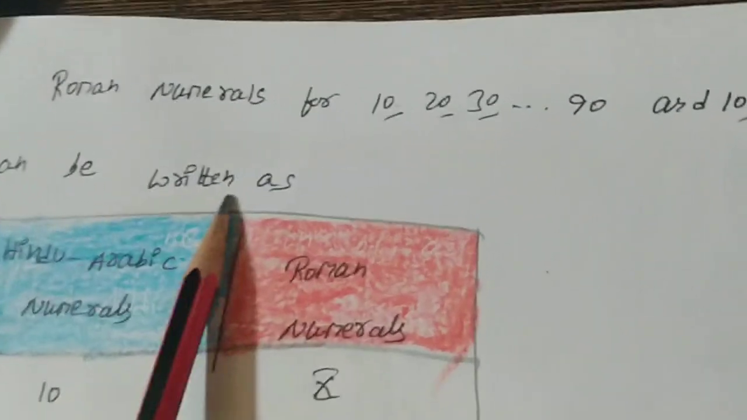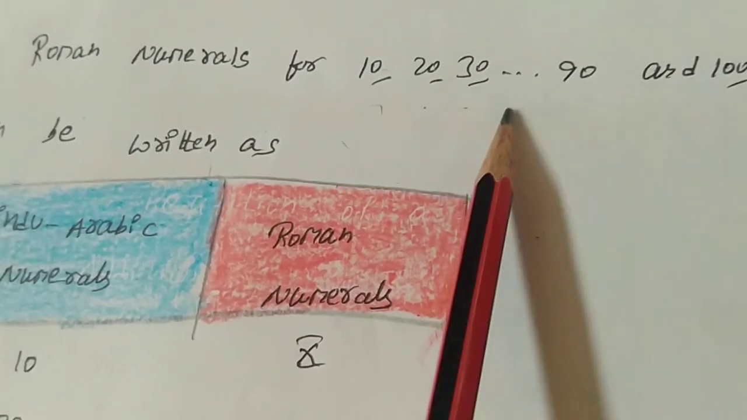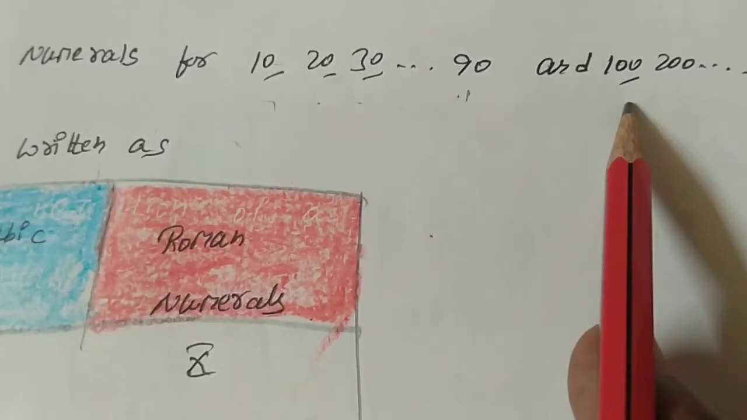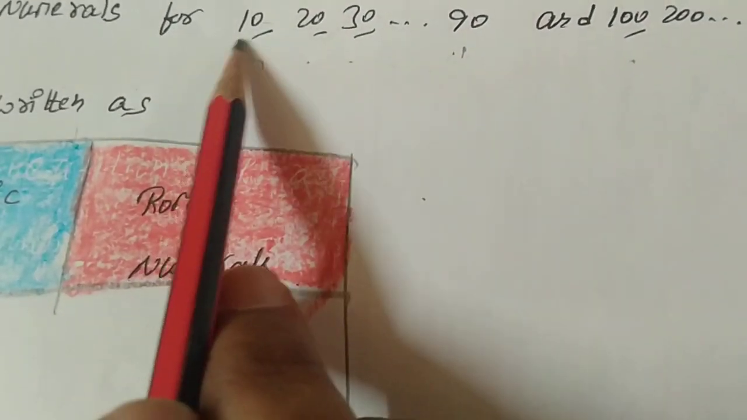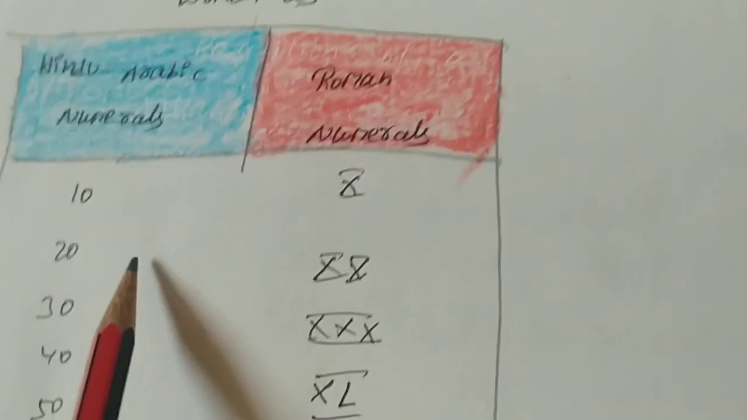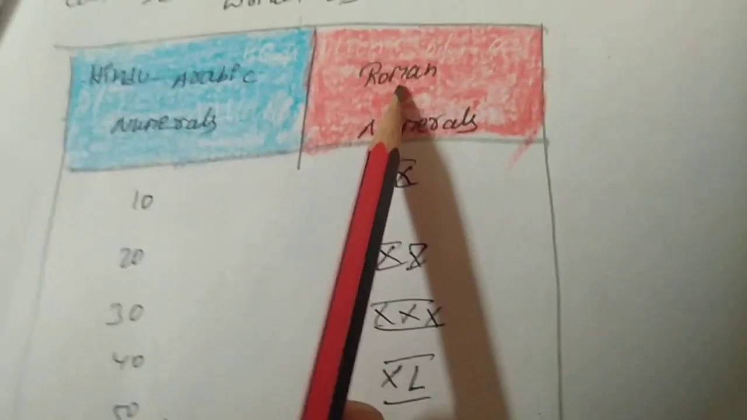And next, my dear students, Roman numerals. Roman numerals for 10, 20, 30, 40, 50, 60, 70, 80, 90, and 100 to 500. That means I am starting from 10 and ending at 500. How can you write them? Now see, look at the figure here. It is the Hindu Arabic numerals. It is the Roman numerals. It is the Hindu Arabic numerals. It is the Roman numerals.